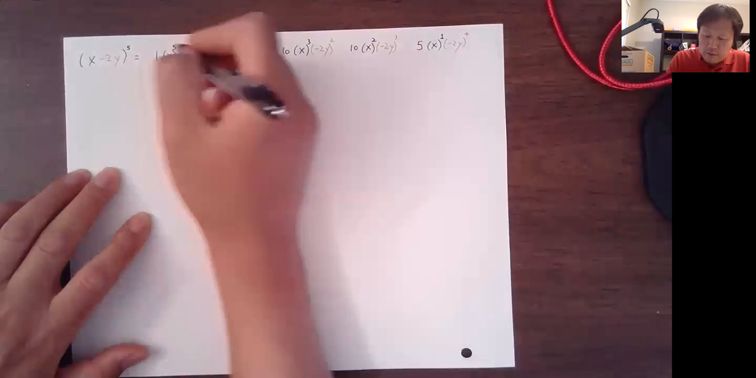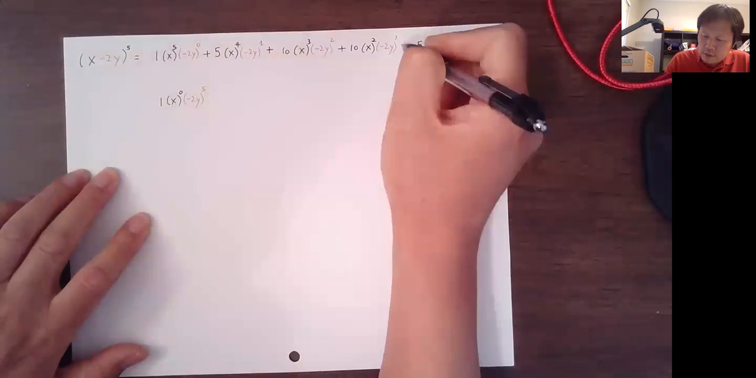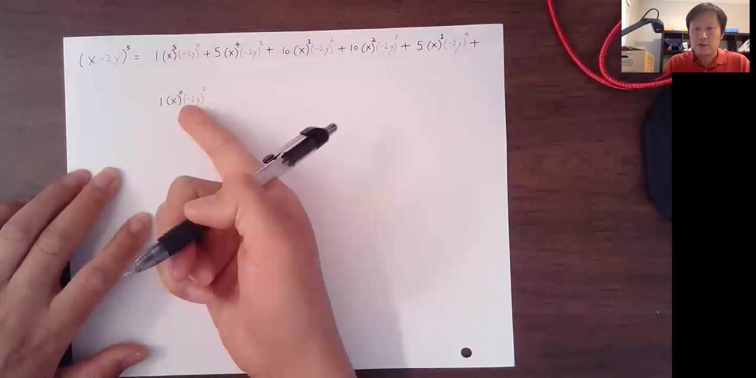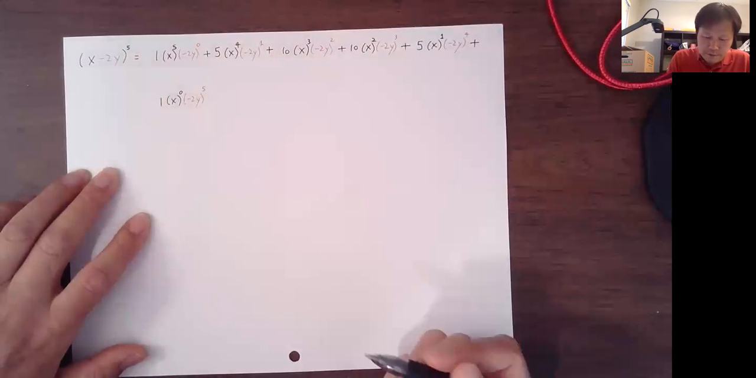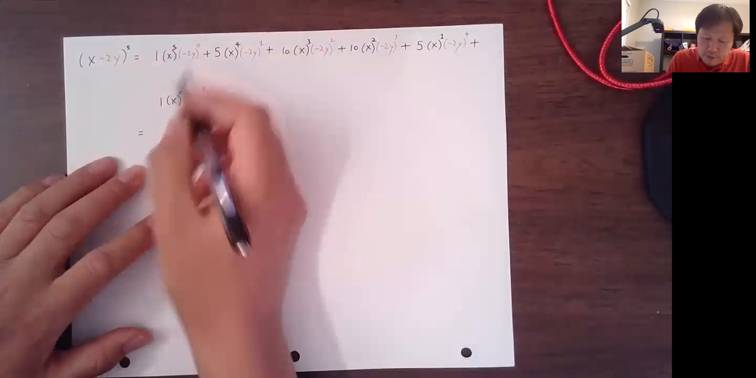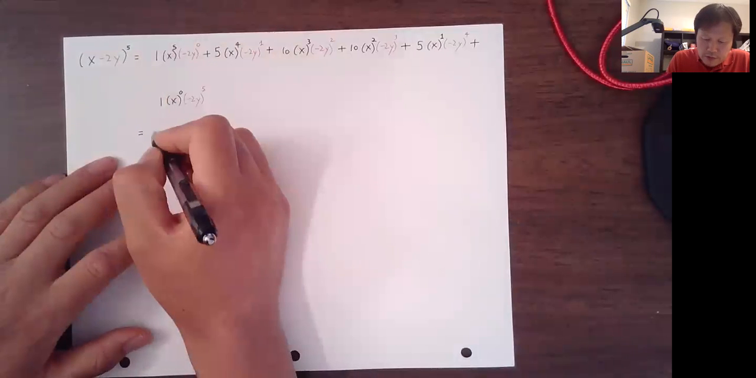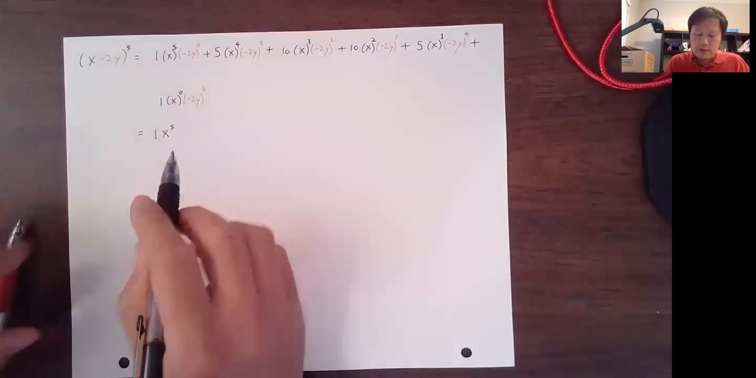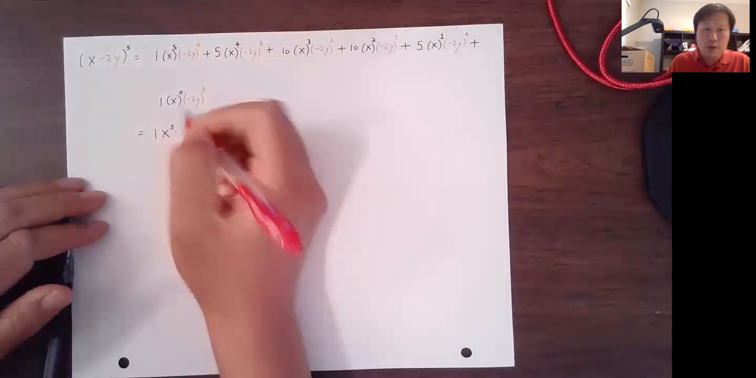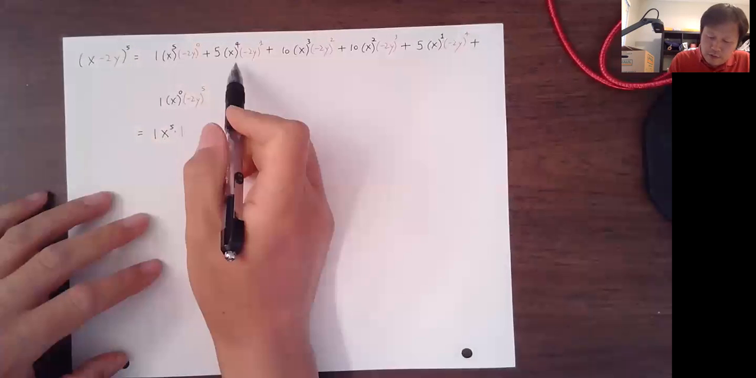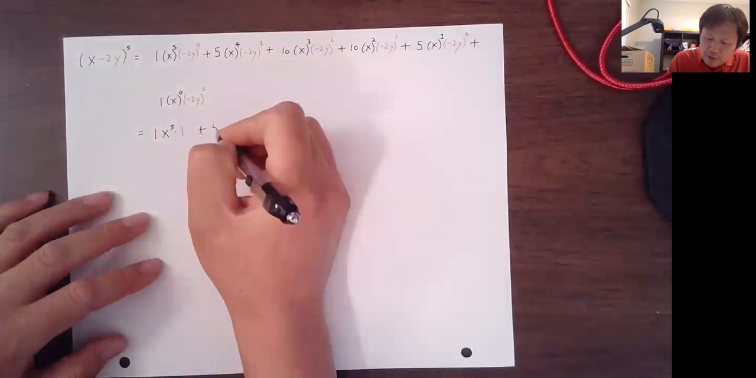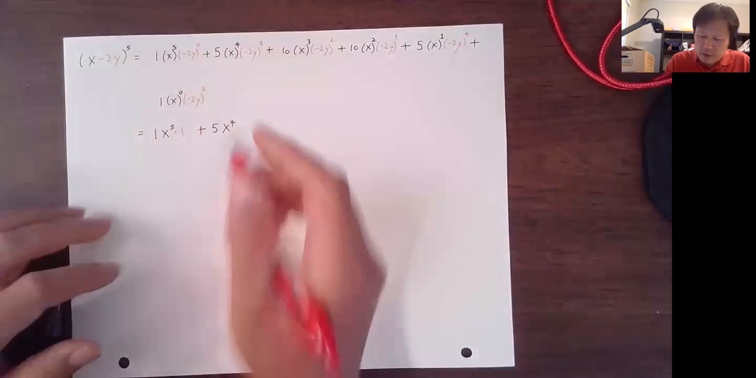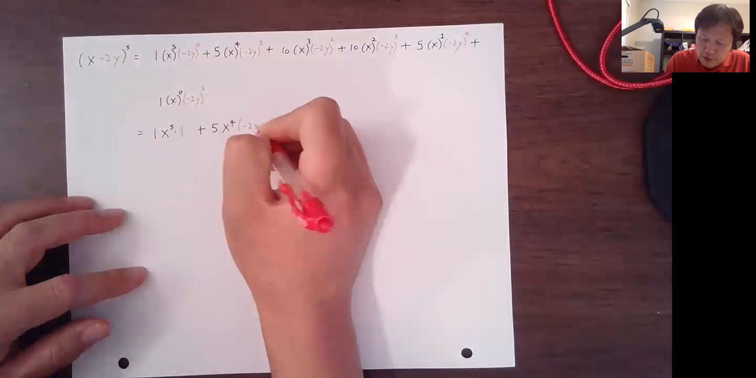Then you're adding all of it. Adding, adding, adding, adding. This goes here. I just wrote it down because I ran out of space. So if you look at right here, it's 1 times x to the 5th. That is just 1 times 1. This term is going to be 5 times x to the 4th, and the minus will survive, so that's minus 2y.